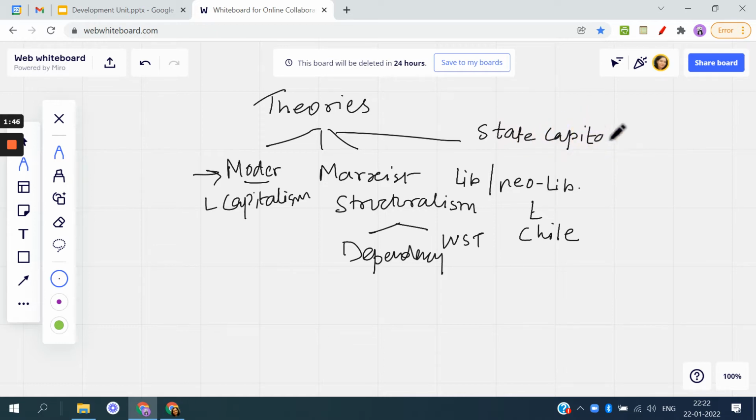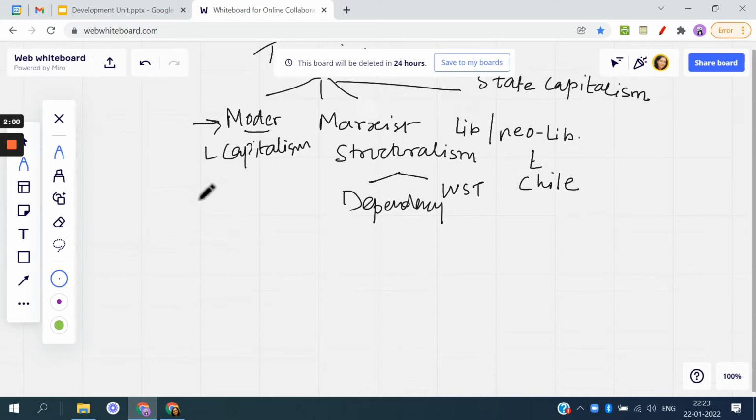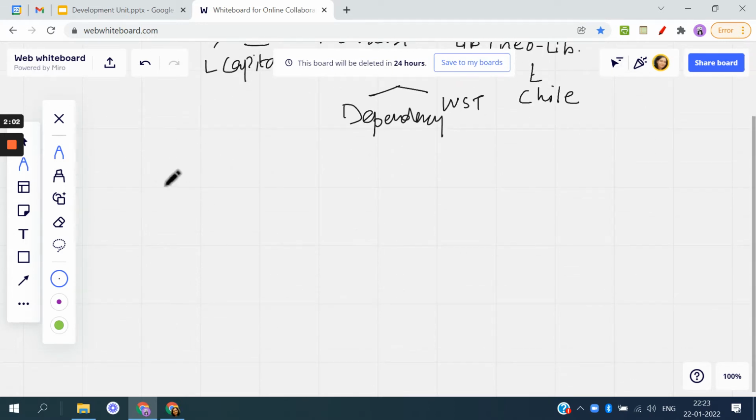All right, and here we would be studying two models, which is the Nordic model or Norway model and the China model. So these are the four theories which we study under the development unit. Let's go further. Today we are going to cover the Marxist theory.